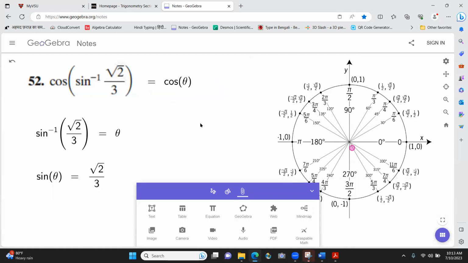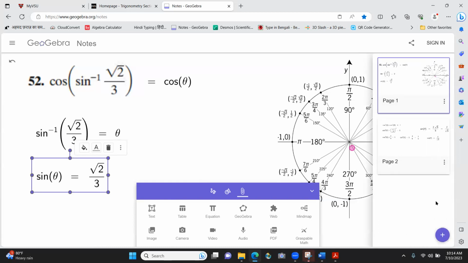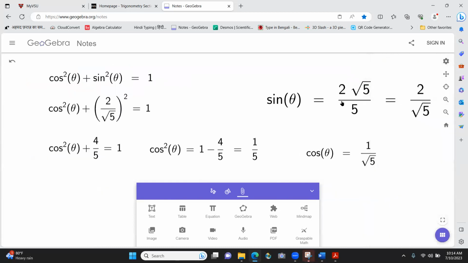I can simply use my trig identity to find cosine theta, and I have to be aware that since theta is in the right half, cosine on the right-hand side is going to be positive. I already know that for the answer. When I find the square root, it's going to be positive. So let's bring this guy here to our next page.